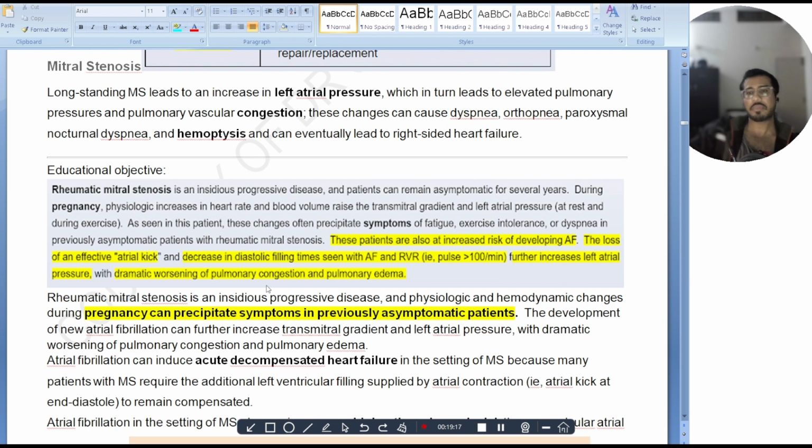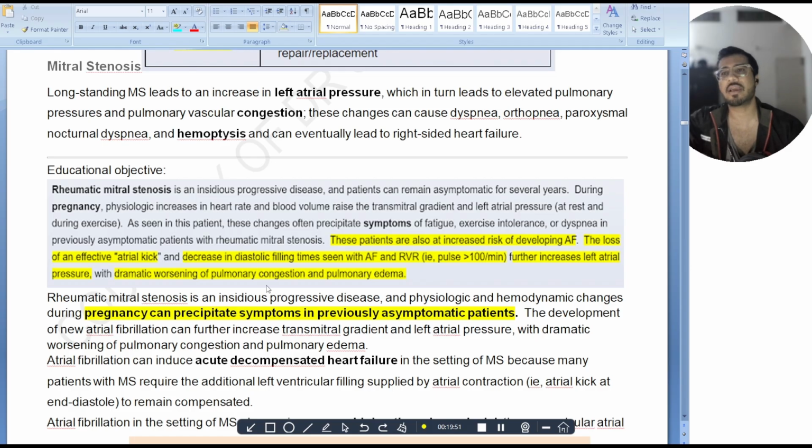A pregnant patient becomes symptomatic due to getting pregnant, and then the patient also develops atrial fibrillation because of left atrial dilation, and is going to get even worse. And why do patients deteriorate when they develop atrial fibrillation? Because usually there's a passive blood flow from the atria to the ventricles during atrial filling. The atria are just filling, they're not contracting, and the blood is still going to the ventricles.